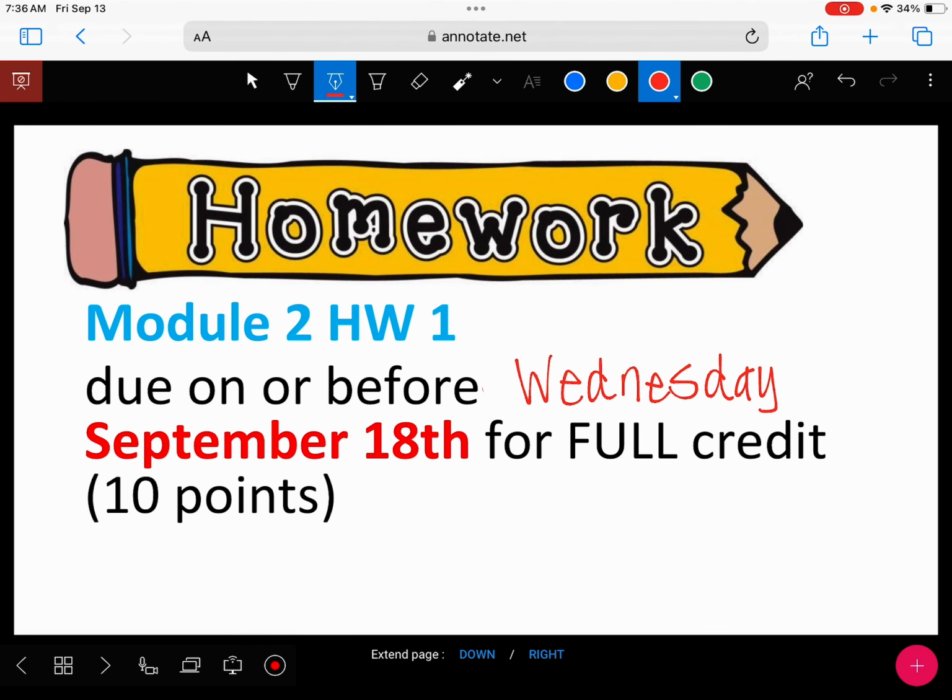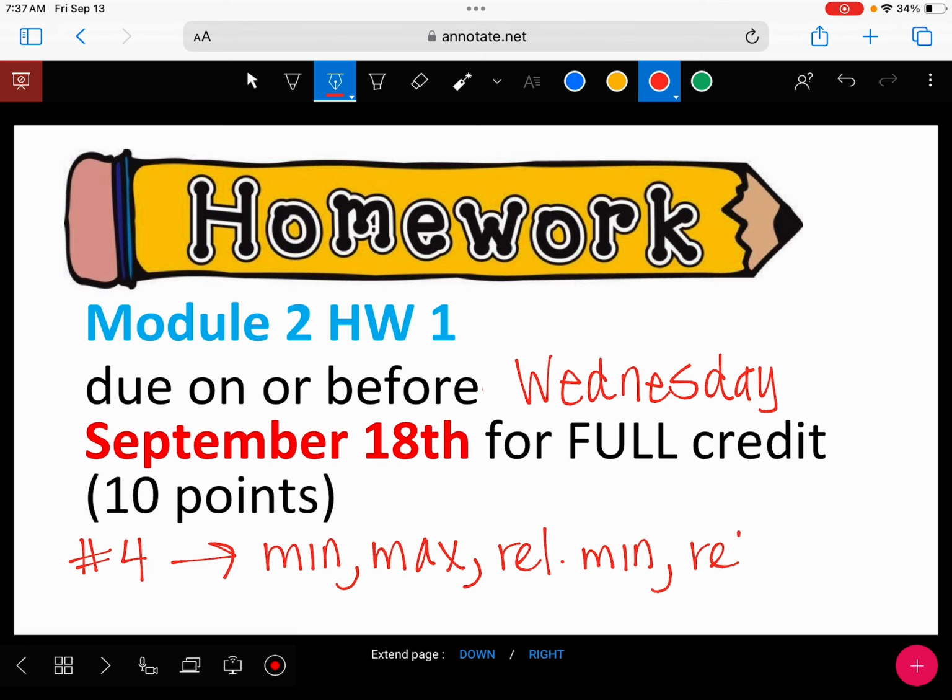Okay. Use this time to look at homework 1. Now you can do, can I see your paper real quick? You can do question number 4. For question number 4 on the back, the only thing I want you to answer is min, max, relative min, and relative max. You're going to leave the zeros and factor form blank right now.